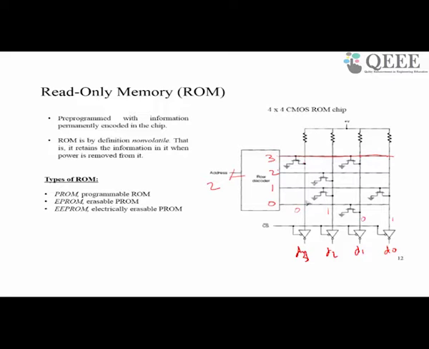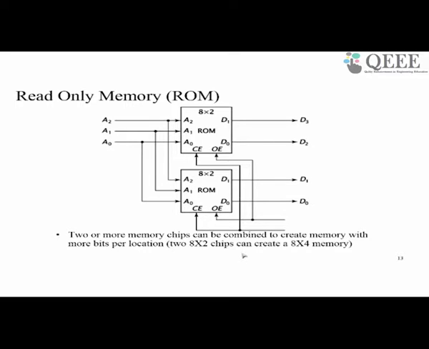Then we have variations of these ROMs. Programmable read-only memory, which is programmable in the field or by the user. Then we can have erasable programmable read-only memory, which can be erased using UV light. Then also electrically erasable programmable read-only memory, where it can be erased and written more than once, but in a more convenient manner, using electronic mechanisms rather than UV.